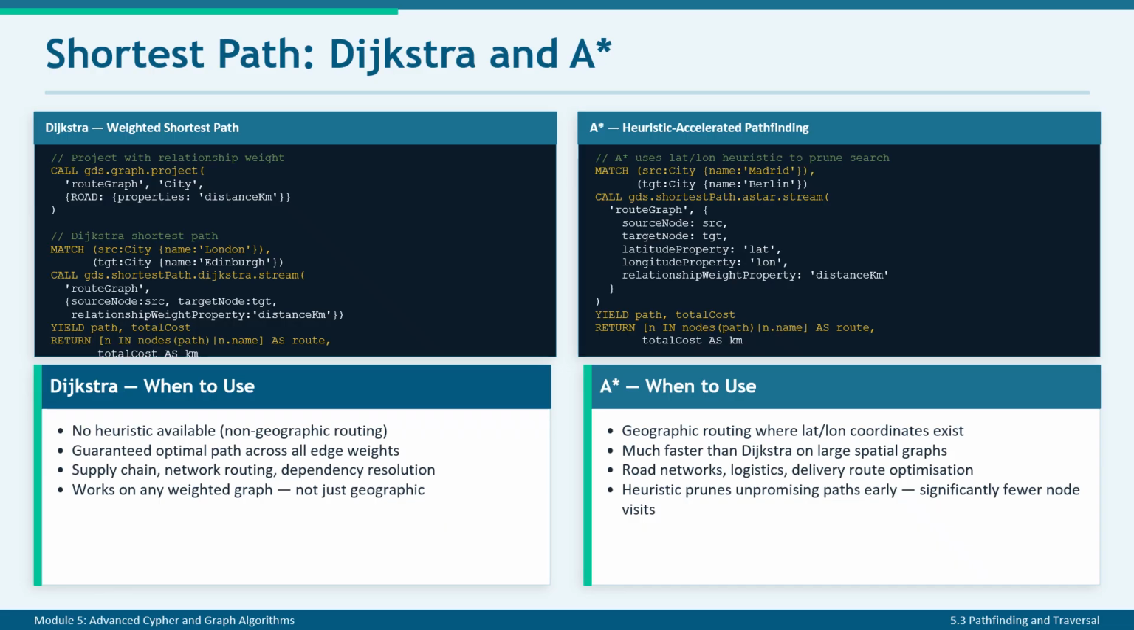When to use which? Dijkstra is the right choice when you have no meaningful heuristic: non-geographic routing, dependency resolution, supply chain networks. It guarantees the optimal path regardless of graph structure. A* is the right choice when you have geographic coordinates or any other good estimate of distance to the target. It can be dramatically faster on large spatial graphs, sometimes exploring only a fraction of the nodes Dijkstra would visit, while still guaranteeing the optimal weighted path.